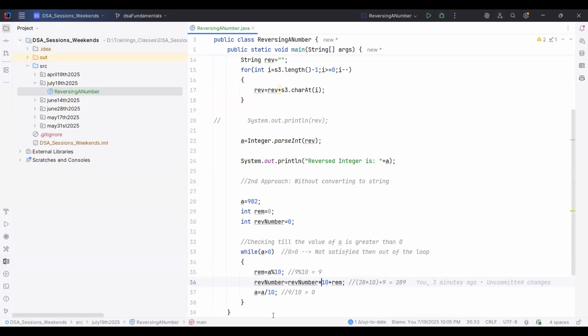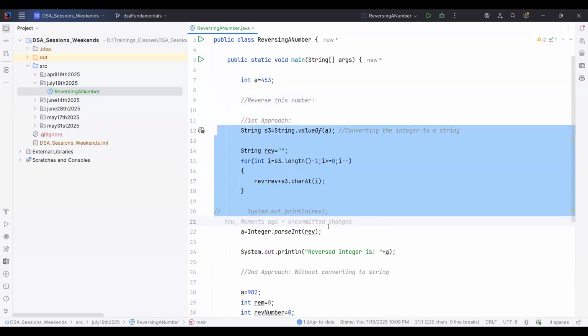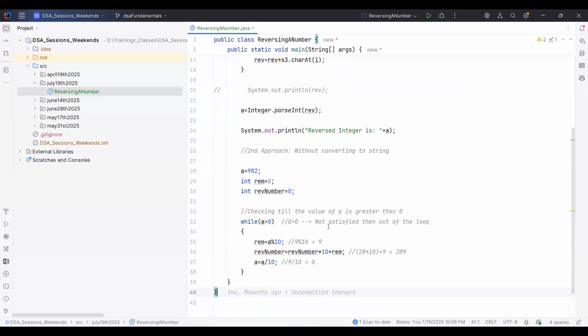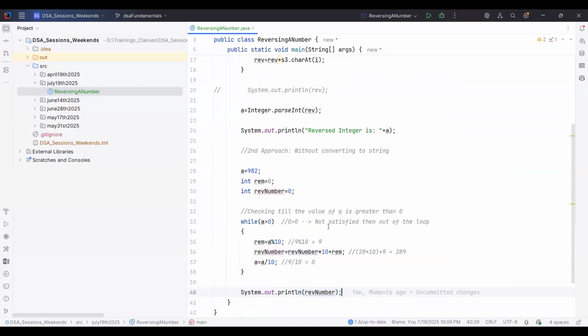Is this clear with the second approach? In most of the interviews, they expect you to give the second approach, but if they say you can follow any other approach, always going with the first approach is somewhat a better formula, because we are all comfortable with strings and reversing a string is pretty easier compared to reversing a number.